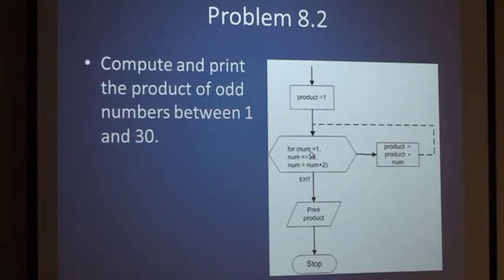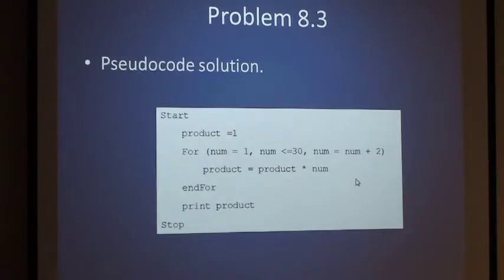So when num is 3 and product is 1, 1 times 3 is 3, store 3 in product, go back, num is now 5, right? So 3 times 5, 15, store it back in product, keep repeating. When you're finally done multiplying up to 29, num becomes 31, so you don't do this loop anymore, print the product and stop. Okay, so let me just complete the next couple of slides and we can discuss it in more detail.